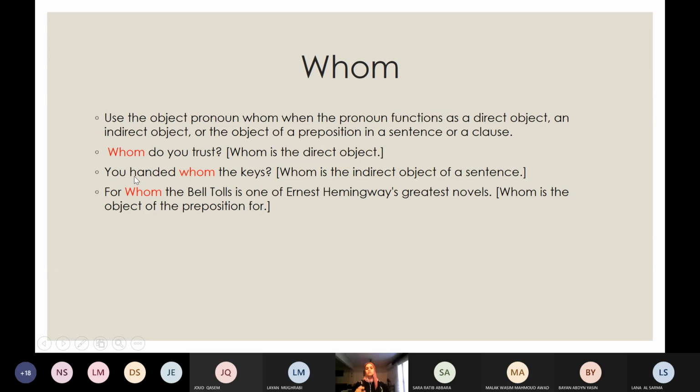Direct object. Trust is the verb. Trust whom? Direct object. Remember when we took the direct object or indirect object, we used to say what? You saw whom? You cooked chicken to whom? Indirect object. You handed what, keys? To whom? You handed whom the keys? You cooked whom the food? Or after a preposition. Direct object, indirect object, after preposition.